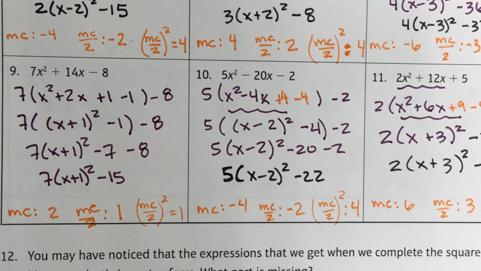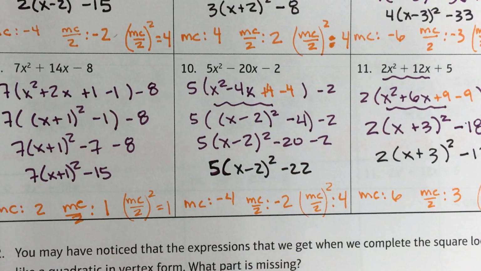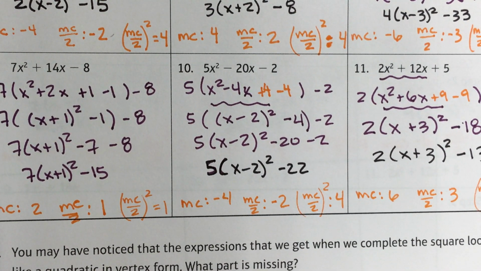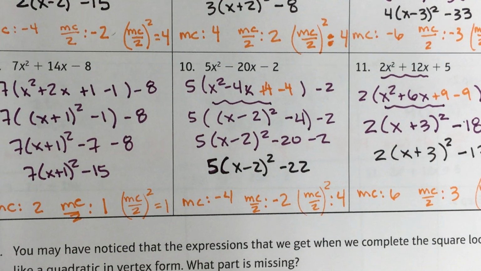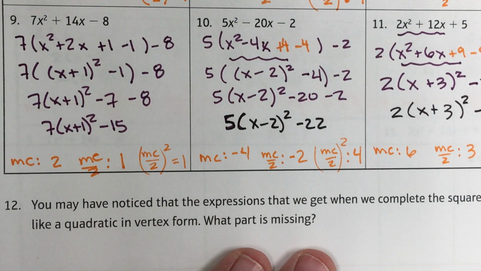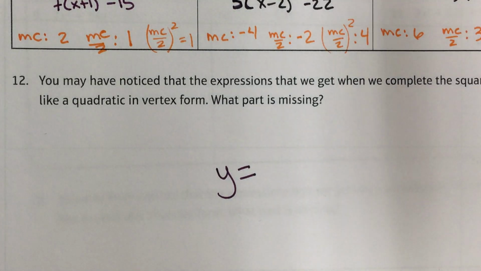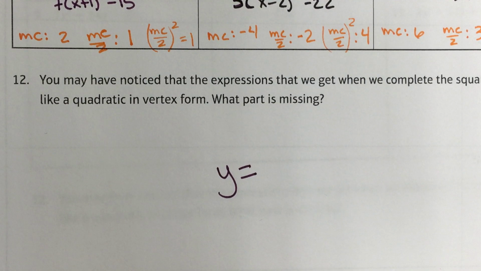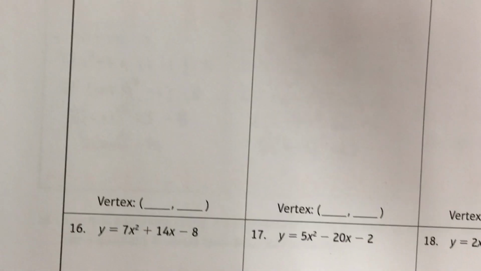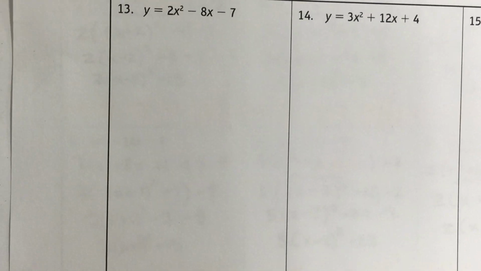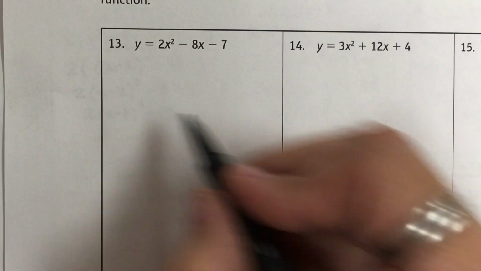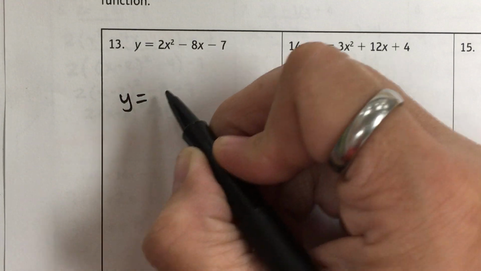Okay, so you should have done your work, and this is what you should have gotten. Now the next one is what it wants to know what the difference is between what we just did and the vertex form that we did before. What are we missing? We're just missing the y equals. So, if we go to page 667, all we have to do is write down the equations that we just found.